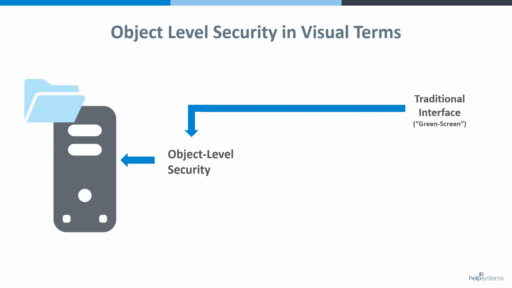Now, I want to share with you a slightly more visual image that I put together to describe object level security in visual terms. So here we have a user coming through a traditional interface. Typically, we refer to that as the green screen or 5250, but it is really a working method that has been around since the beginning of the AS400. Now that connection is going to pass through object level security, as I've described. So if the user has permission, then they're going to be able to do their thing. If they don't have permission, the operating system is going to say, sorry, Charlie, you're not able to do that.